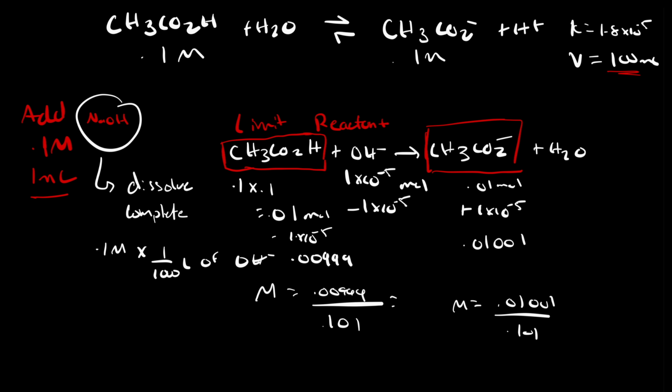So we have this one to be 0.098. This one's going to be 0.0991. Okay, so now we go back to the original expression, plug these in for our initial, and then we're going to solve for what our pH is going to be after we added 1 milliliter of 0.1 molar solution of NaOH.